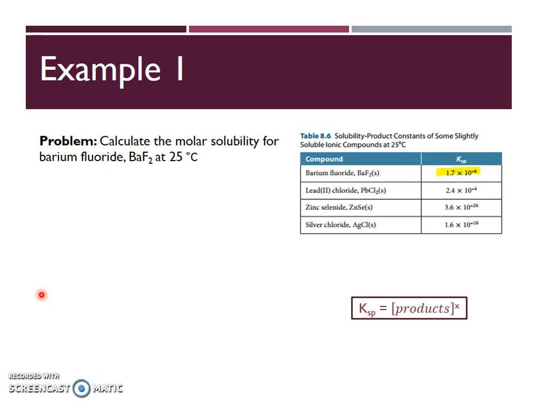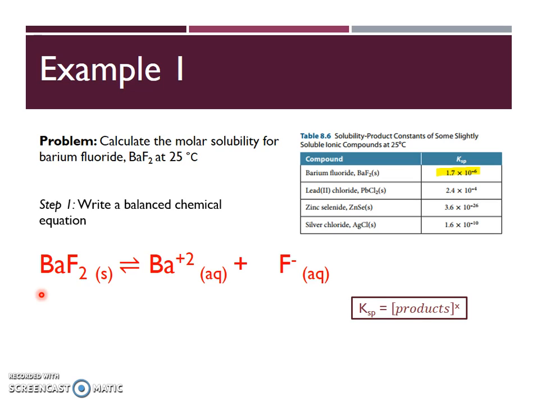Now that we have that, we can go ahead and write out our balanced chemical equation, which is step number 1. It will look like BaF2, solid, remembering to include the states, dissociates into barium with a +2 charge, aqueous, and fluorine with a -1 charge, aqueous as well. Also, since we have 2 fluorines on the left side, we have to add 2 on the right side to make sure the whole equation is balanced.